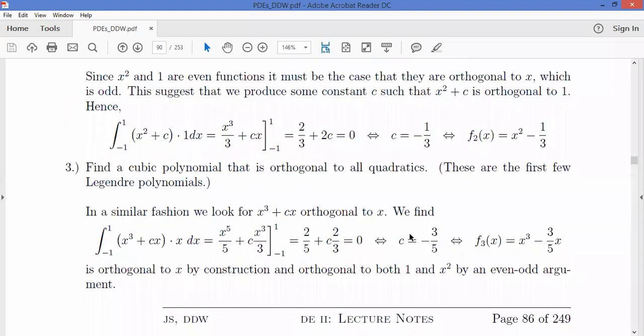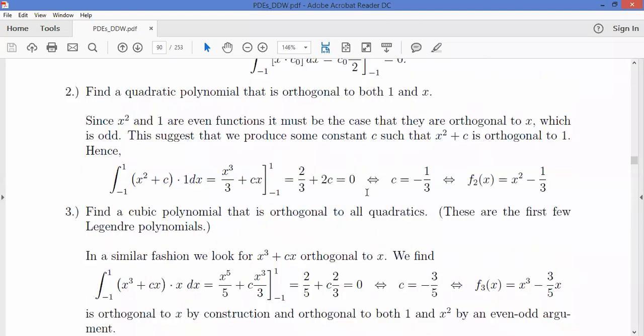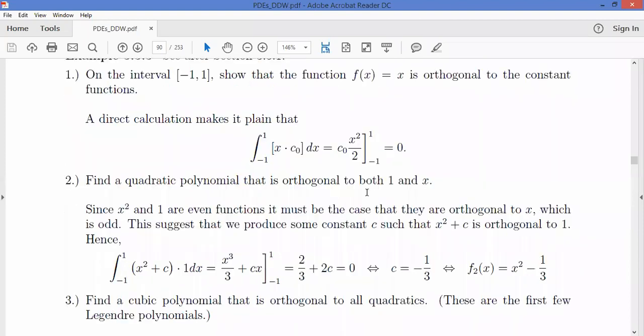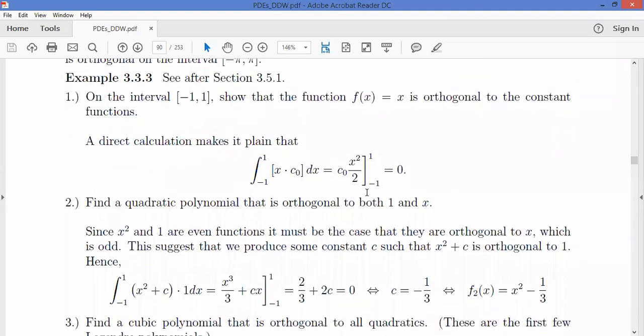Now, in here, there is an interesting example. For example, on the interval, can you show that this function is orthogonal to a constant function? First of all, you know what orthogonality means. So you have this function with another function.